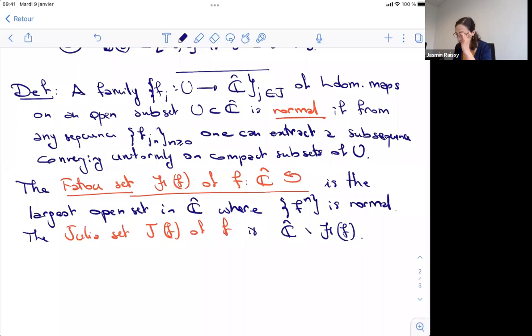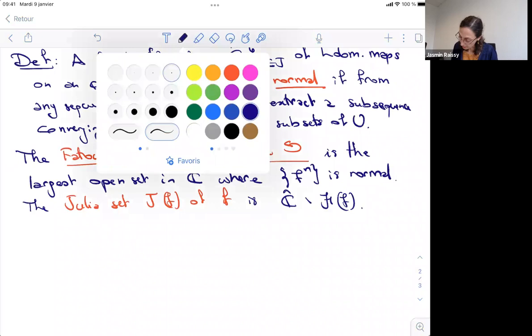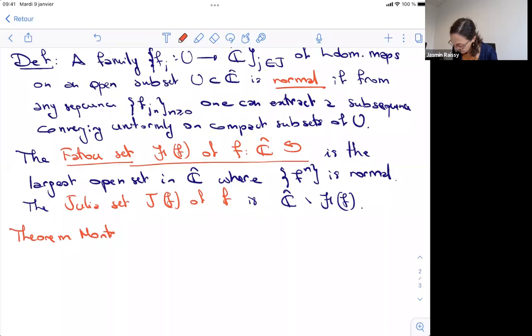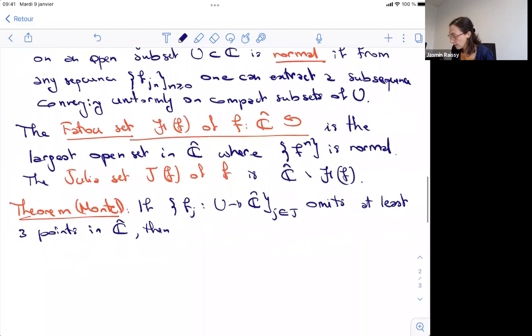So before I forget, there is a very important theorem in this theory in dimension one, which is due to Montel. It tells you that if you have a family of holomorphic maps omitting at least three values in the Riemann sphere, this family is going to be normal. So if this family omits at least 3 points in C hat, then the family is normal.